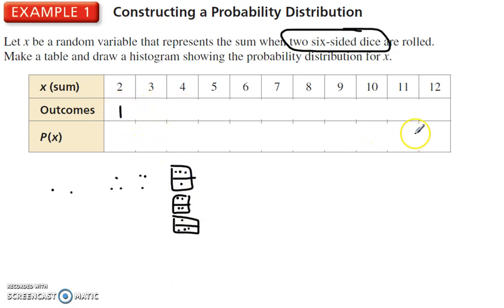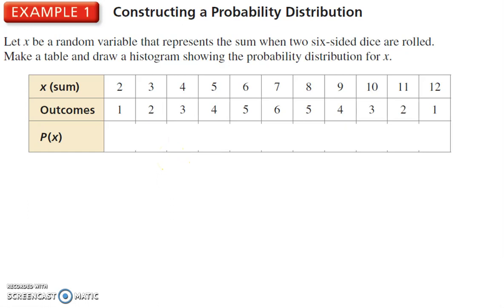So we only have one way to roll a 2, one way to roll a 12, 2 ways to roll a 3, 2 ways to roll an 11, 3 ways to roll a 4, and so on. Fill in the entire table, and this is what it looks like. Now the probability of each of these is out of the total number of outcomes. So if we add up all of these, 1, 2, 3, 4, 5, 6, 5, 4, 3, 2, 1, we get a total of 36.